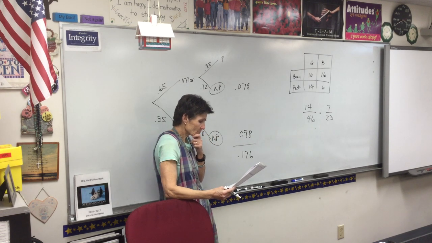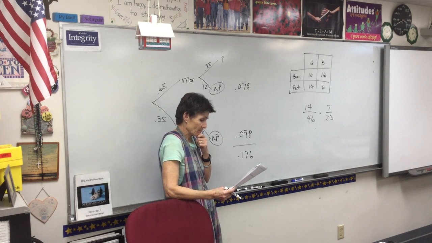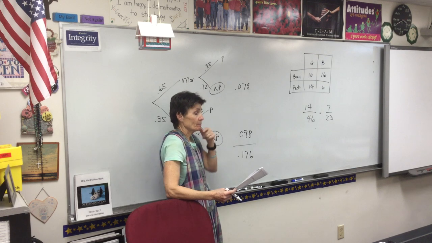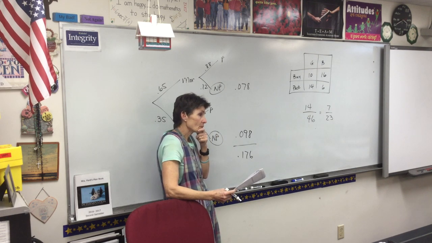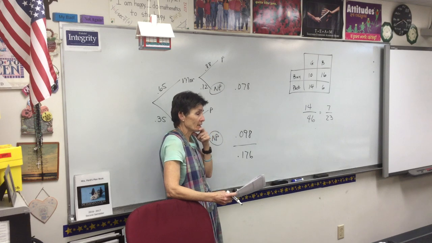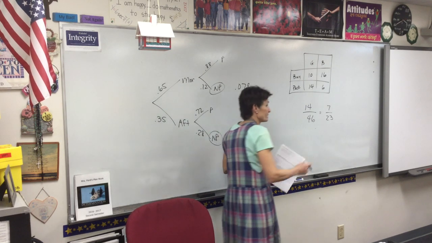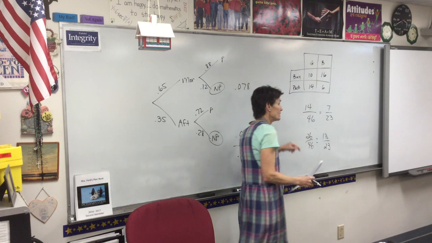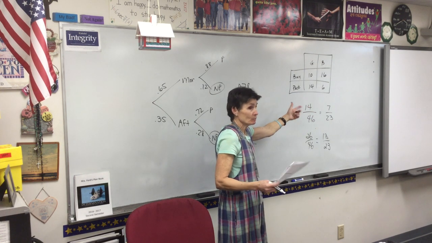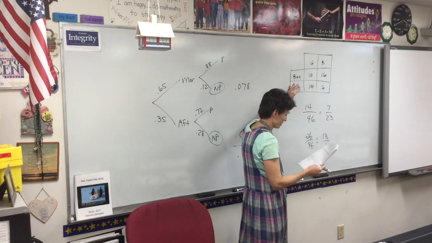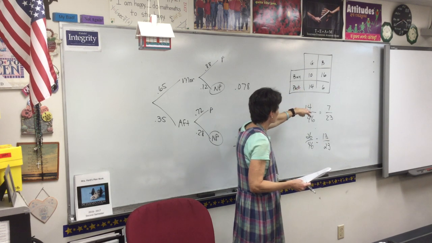Surveys were conducted at a school with 2,500 students. How many would be expected to buy lunch? Well, let's start with this group. What's the probability, or the percent of people who buy lunch in this group? 26 out of 46, which is 13 out of 23. Now that's the probability, which is the same as the percentage of people who buy their lunch in this group.